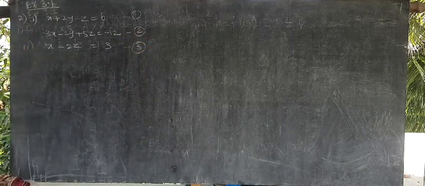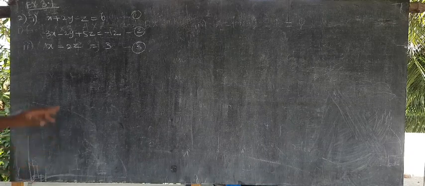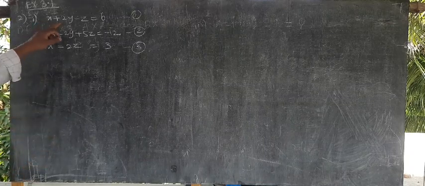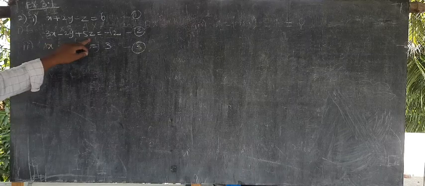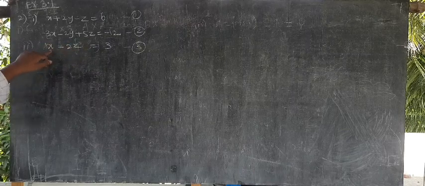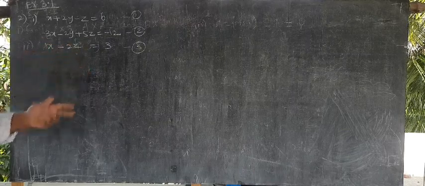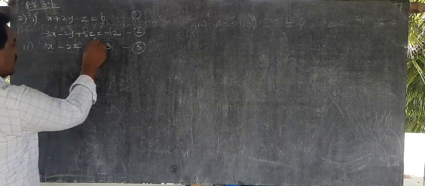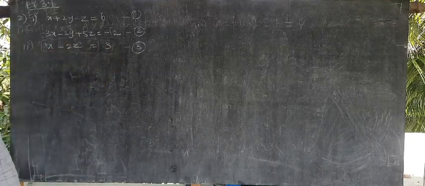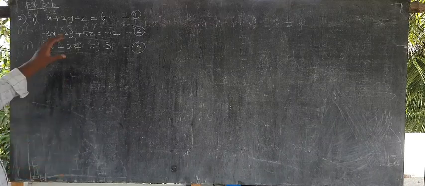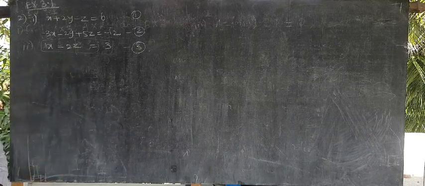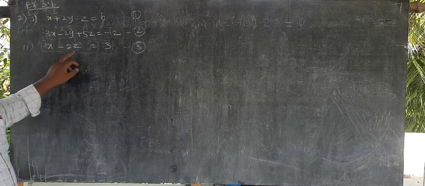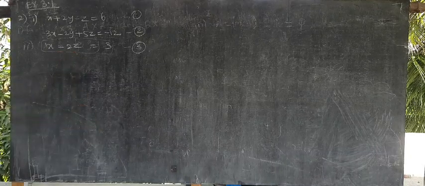So put the numbers 1, 2 and 3. In the first equation we have x, y, z. The second also has x, y, z. In the third equation we have only x and z, so only two variables. So we need to form one more equation of this type, and for that we need to cancel the y.